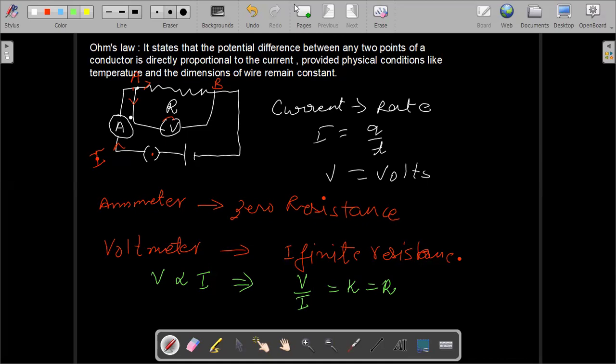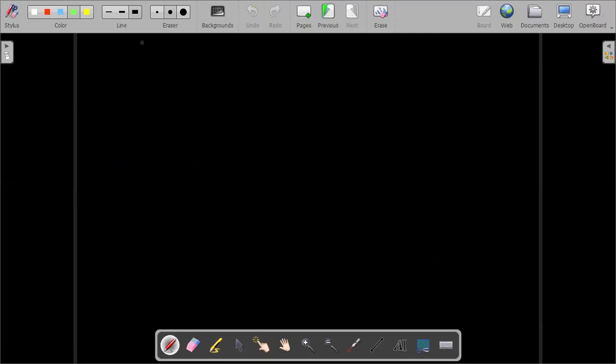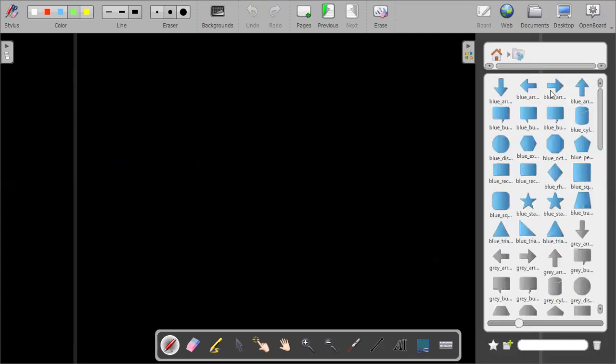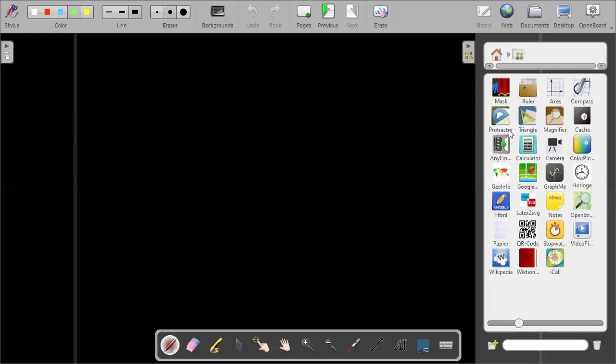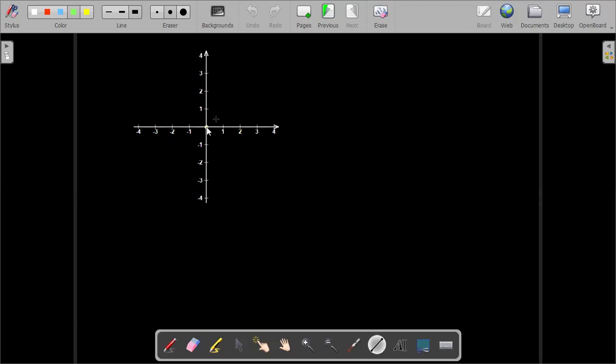The graphical meaning for this is that if you plot a graph between V and I, you get a straight line like this. It will always start from zero. So in the graph between potential and current, suppose here I plot potential on the x-axis, and here I plot current. Potential directly proportional to current means we obtain a straight line between V and I. Got it? So we have V directly proportional to I. The ratio V by I is equal to R, which is constant, which we call the resistance.